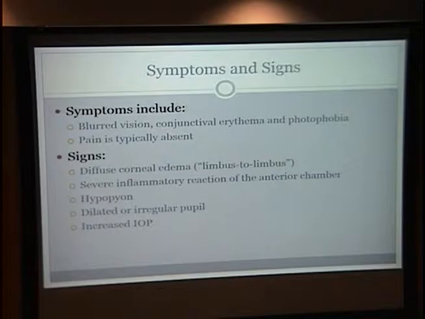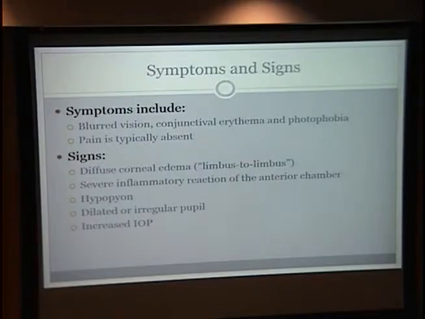Some of the signs on slit lamp examination are this characteristic limbus to limbus corneal edema. You'll see increased cell and flare in the anterior chamber. You'll also possibly see hypopyon formation and fibrin formation, and a dilated or irregular pupil and increased intraocular pressure. These last two are more commonly seen with more severe cases of TASS. However, it is also likely that patients will present with some of these findings.